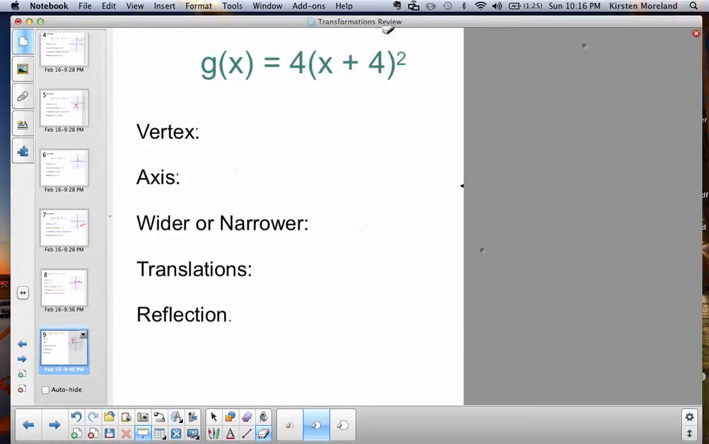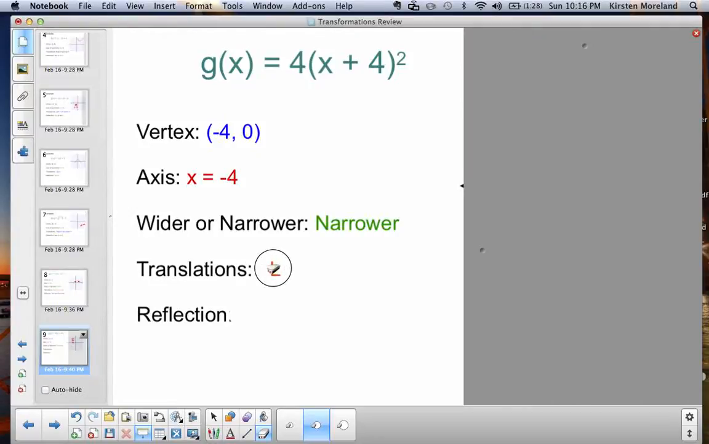Notice this one is going to be our U shape, but it's going to be very similar. The vertex here, I have a +4 on the inside, which means it's really a -4. And I have nothing over here on the outside, so it's going to be at 0. And the axis of symmetry is the x-coordinate, which is -4. And again, the bigger the number gets, the narrower your graph is going to get. So if it were 5, it'd be even narrower. If it were 12, it'd be really narrow.